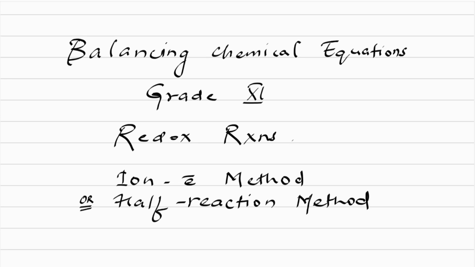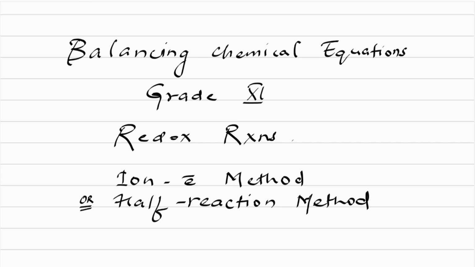In today's video, we will be talking about balancing chemical equations. This topic is from the chapter Redox reactions of grade 11. Now there are two methods of balancing chemical equations. First is the ion-electron method, also called the half reaction method, which we will be talking about in this video. And then there's the other method called the oxidation number method. We'll be talking about that in my next video.